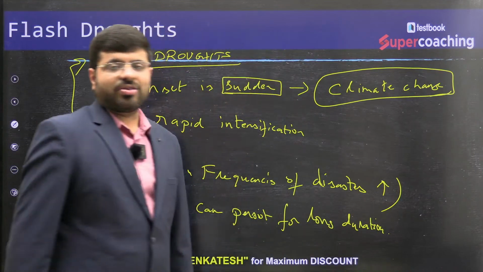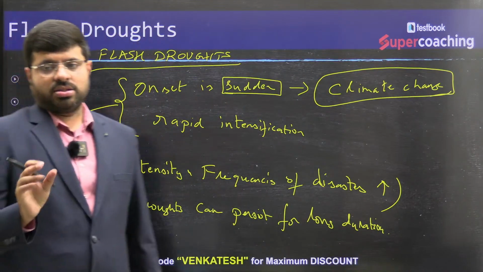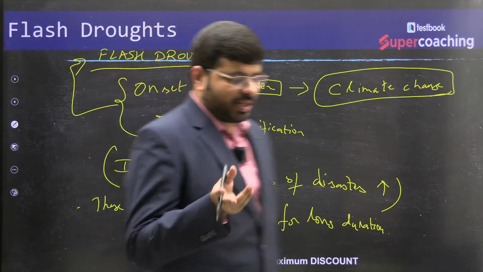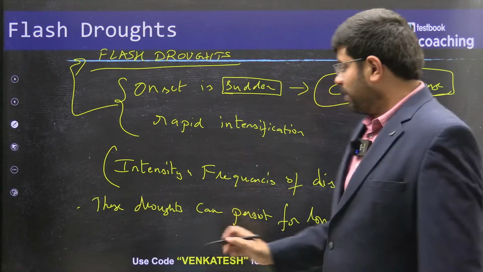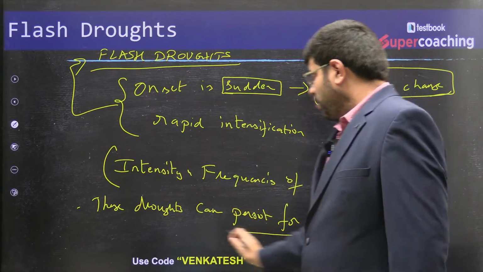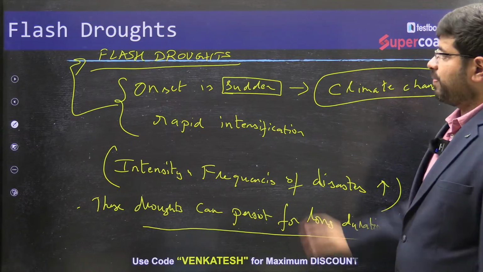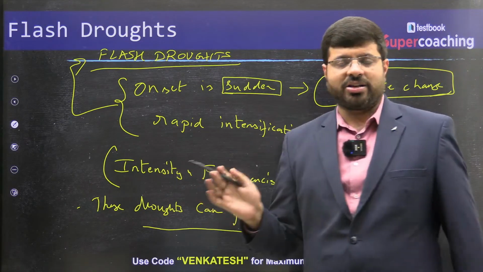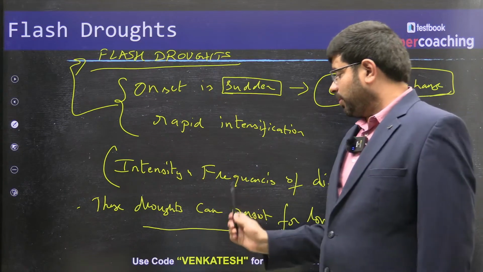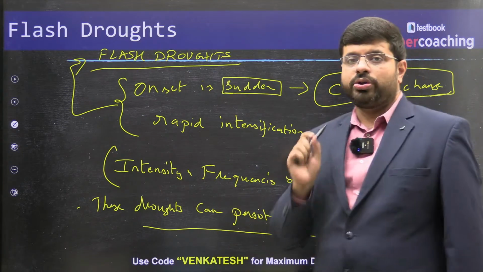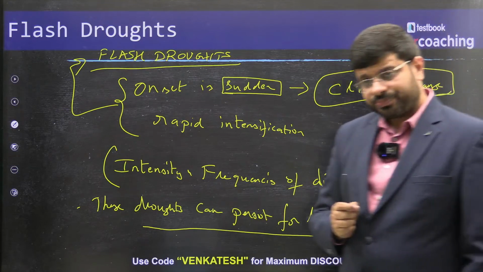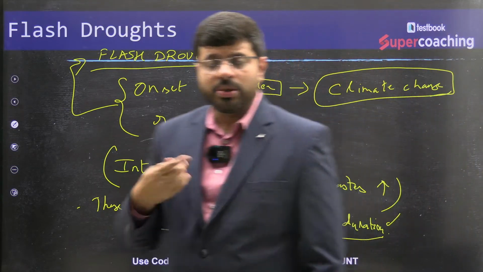The flash floods are only meant for a few days. The difference between flash flood and the drought is this, right? So they can prepare a question for this. Flash droughts can persist for a long duration. So for flash floods, the onset is sudden, but this is the thing, it can persist for a long duration. Okay, I hope you are able to follow this.